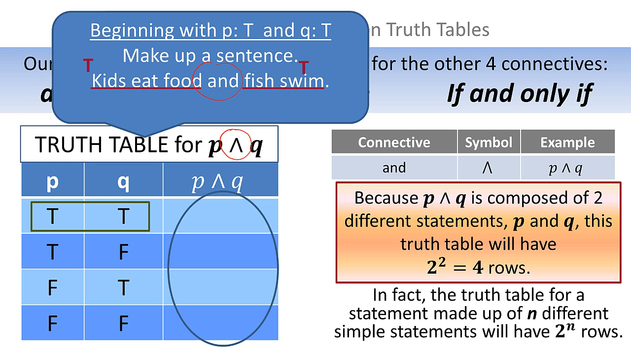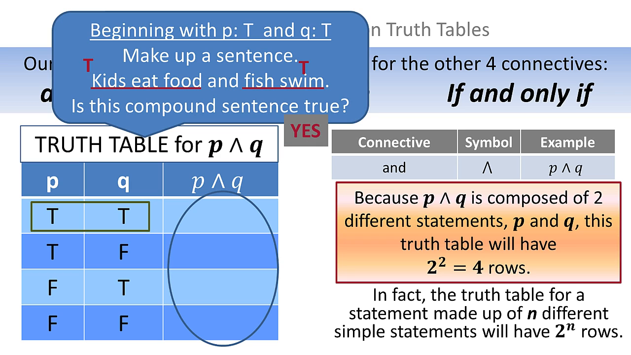And I pick things that are obvious to see their truth value. Suppose I start off with both statements being true. Kids do eat food, fish do swim. So if I say kids eat food and fish swim, I think we would all agree that that compound sentence is in fact true, because kids eat food and fish swim.